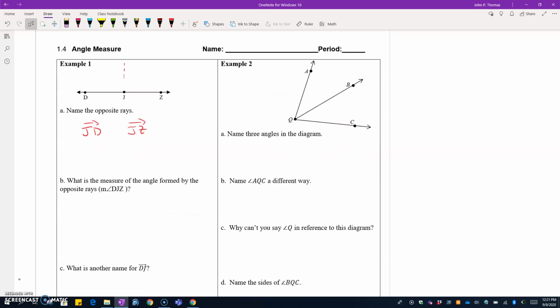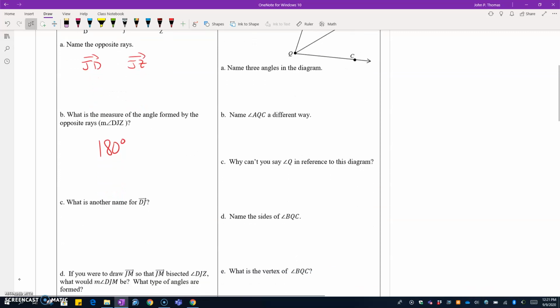If I go to B, B says, what are the measures? What is the measure of the angle formed by the opposite rays? All right, so if we went to the halfway point up here, that would be 90 degrees. And then we go another halfway, that's another 90. So we're looking at 180 degrees. Opposite rays are always going to form a 180 degree straight angle.